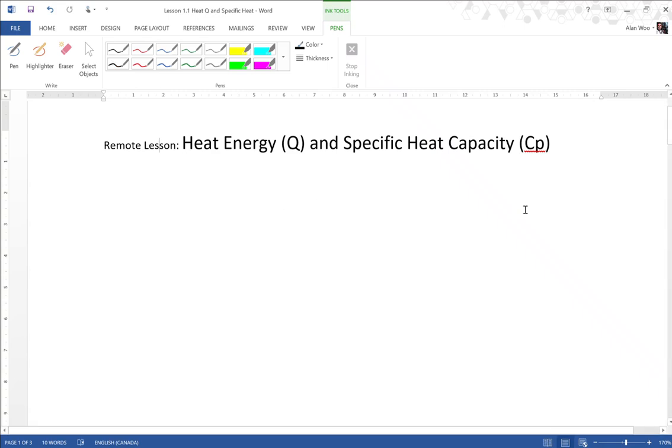Hi, in this lesson, we're going to look at heat energy and specific heat capacity. Now, if you remember, heat energy is represented by the letter Q. It's not a capital H because that represents something else called enthalpy. So chemists have decided to use the letter Q to represent heat energy.